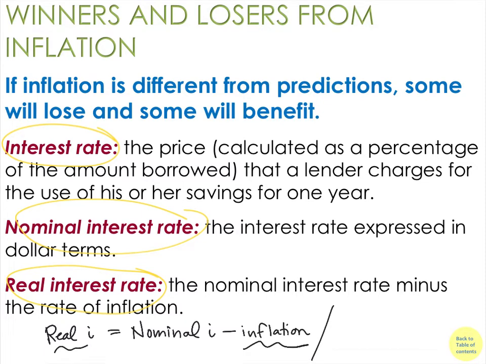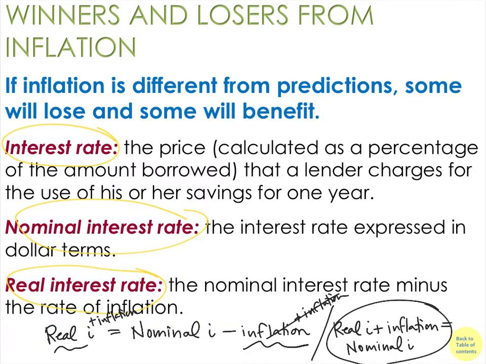This can be rearranged, of course, by adding inflation to both sides, and you get this. So for instance, if you know that you want to earn 4% real interest rate and the inflation rate is 3%, you might think of charging 7% for your nominal interest rate.